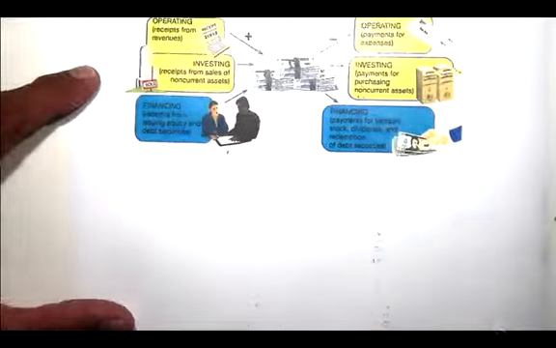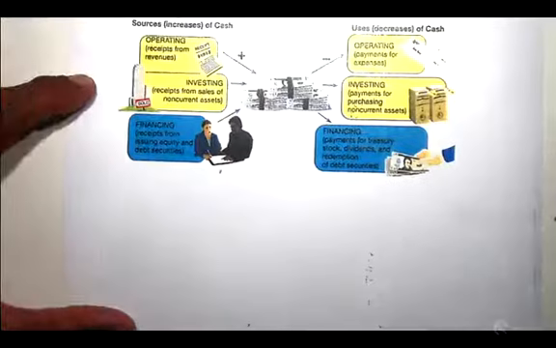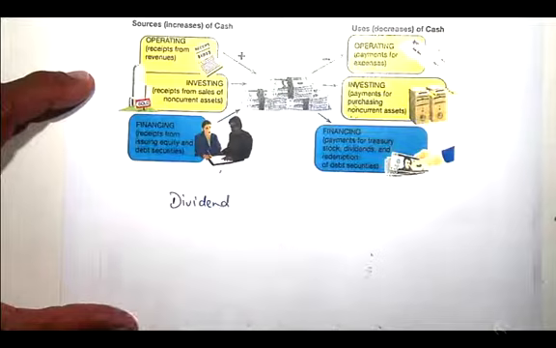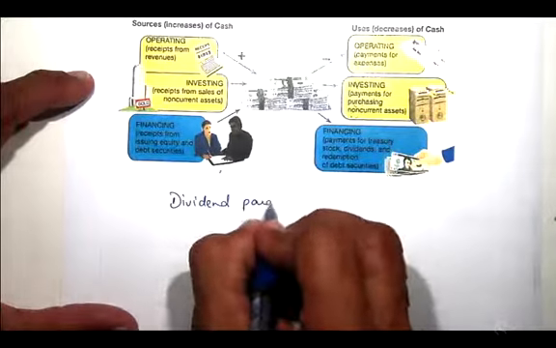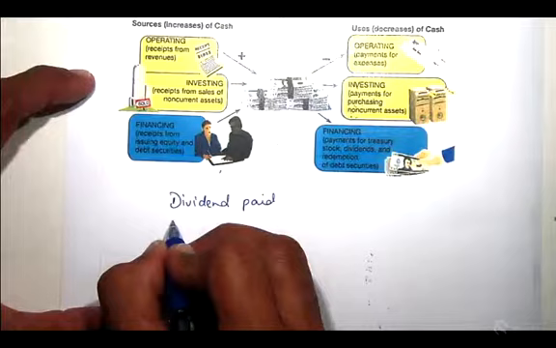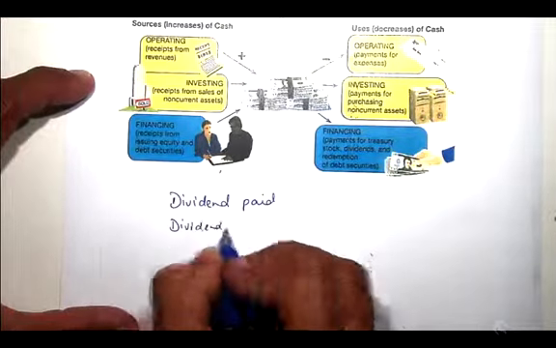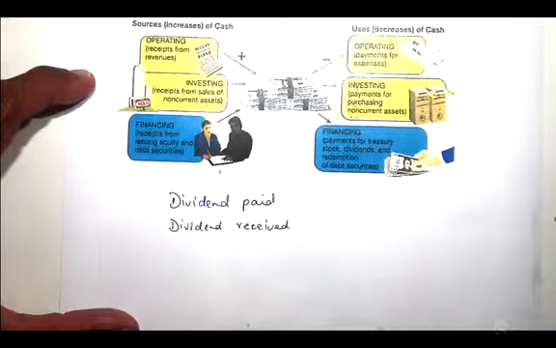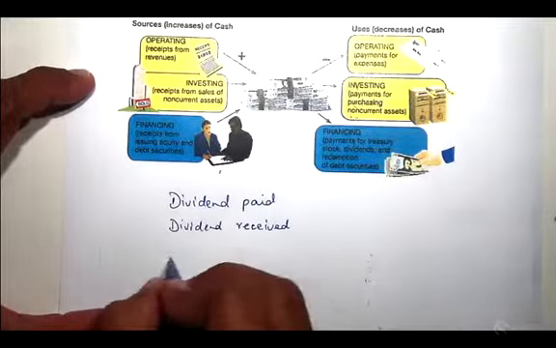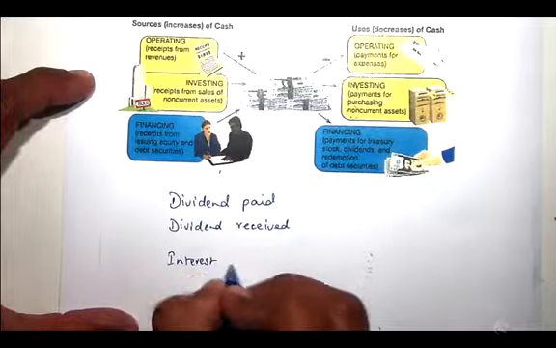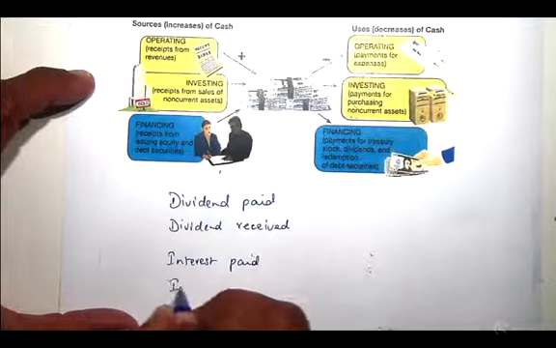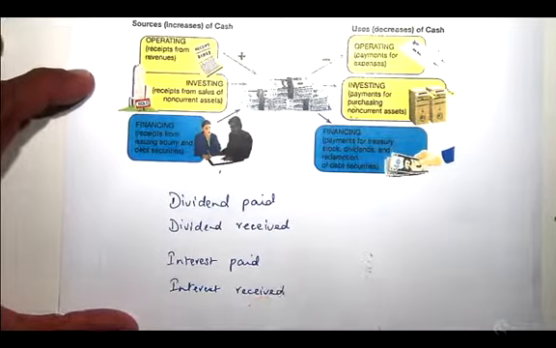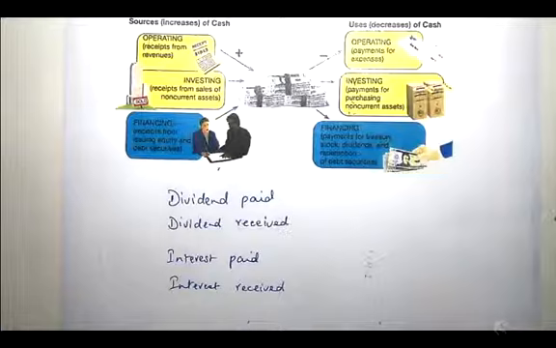So the two important things under financing activities for us to take note of are, number one, dividend or drawings paid to the owner. Similarly, a company can make an investment and receive dividends. So that could be dividend received. A company has to pay interest on bank loans, and a company may receive interest. So these four items we need to be very clear about.